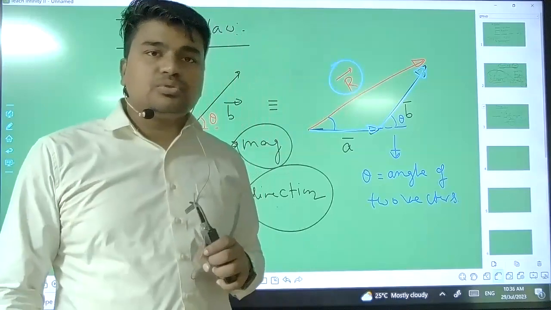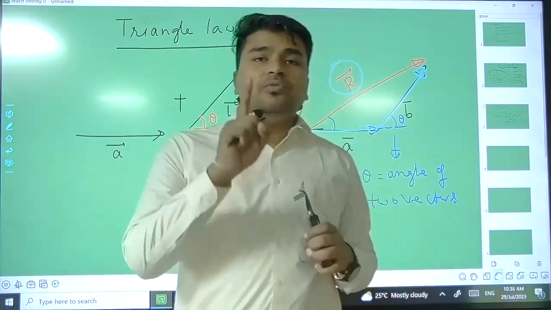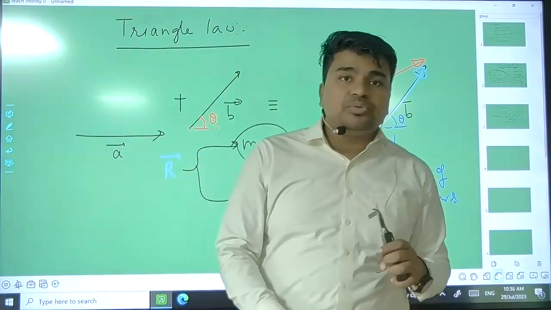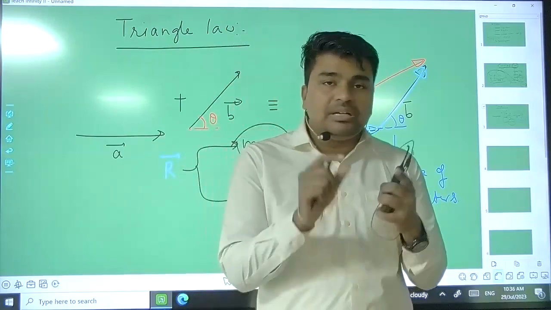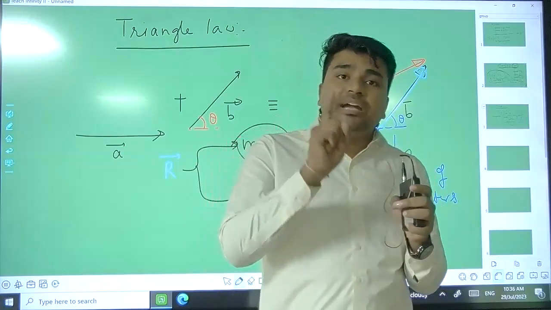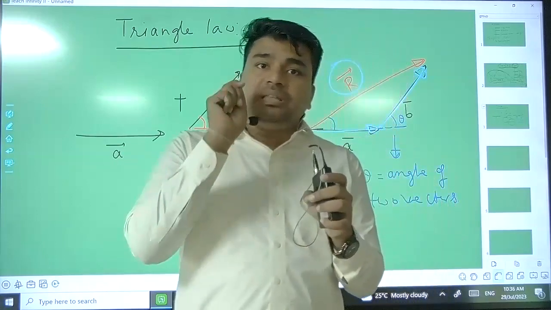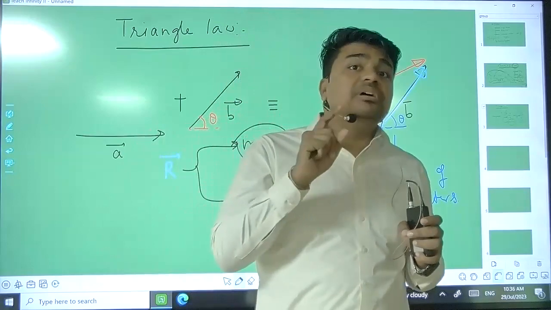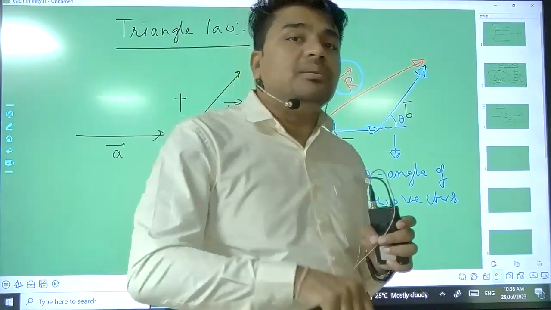And what is the rule to find the angle between two vectors? You have to join the tail to tail of the two vectors, or head to head of any two vectors, and that particular smaller angle is known as the angle between the two vectors.